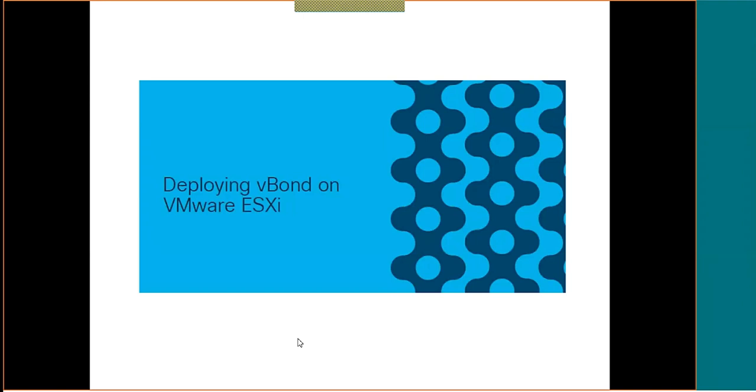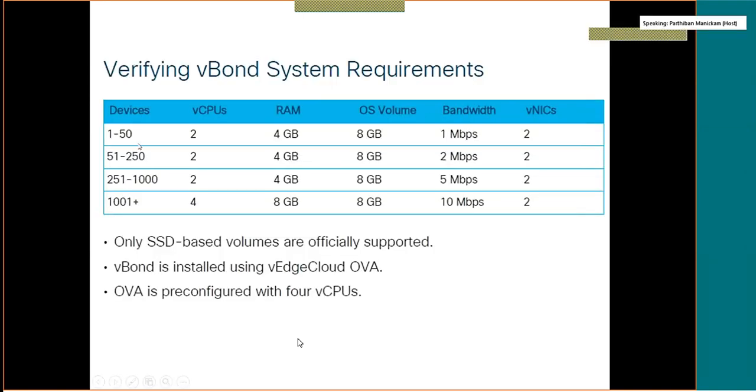So deploying vBond, the same behavior: up to 50 devices, up to 250, up to 1000, and then 1000 plus. So number of virtual CPUs and RAM, operating system and throughput provided by these boxes, and number of vNICs required. Two vNICs are more than enough, one for VPN 0 and one for 512. Since they are not going to handle much traffic, they don't need many virtual CPUs. Only connections are permitted, and UDP based validation takes place here.